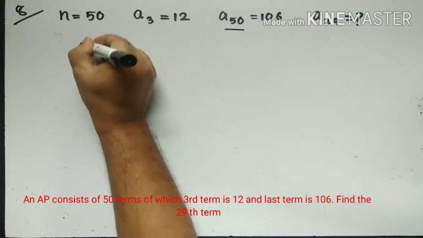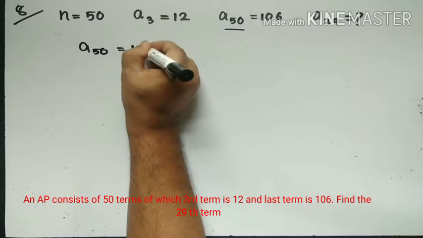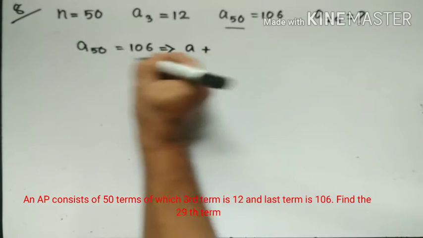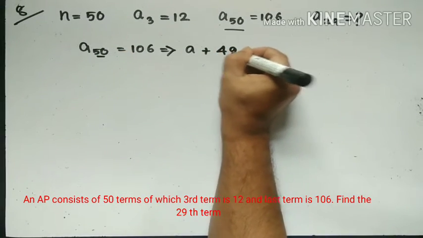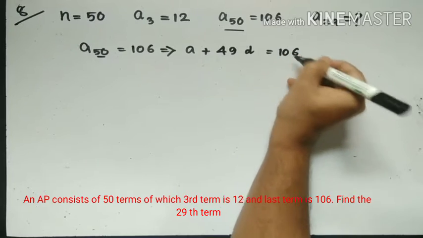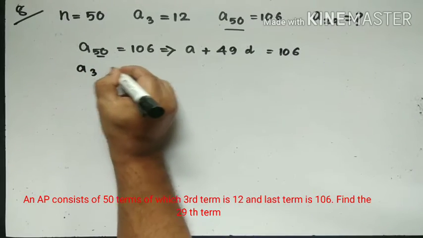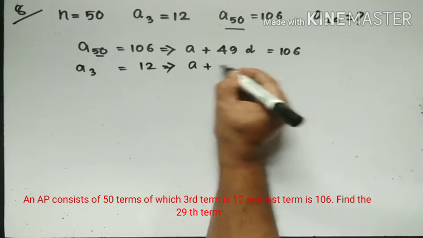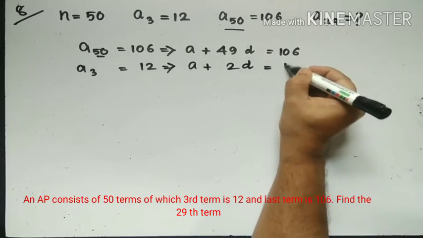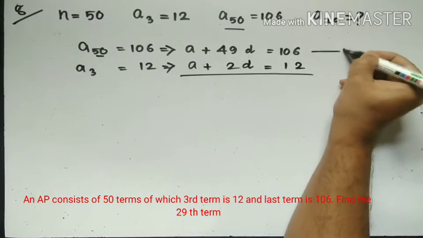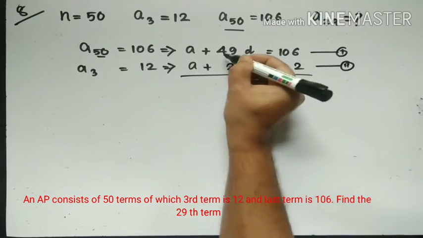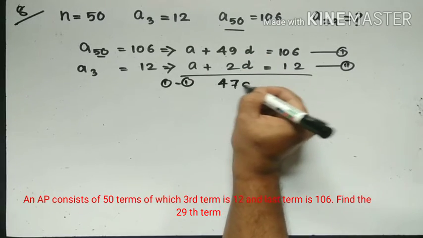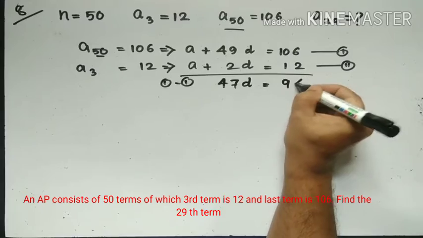A50 is given, A50 equal to 106. So what will be the A50 formula? A plus, if here is 50, I'll write here 49D. A plus 49D equal to 106. And A3 is given, A3 equal to 12. So the A3 formula is A plus 2D, equal to 12. Now we'll subtract. This is 1, this is 2. So if you subtract, 49 minus 2, that means 47D will be equal to 94.